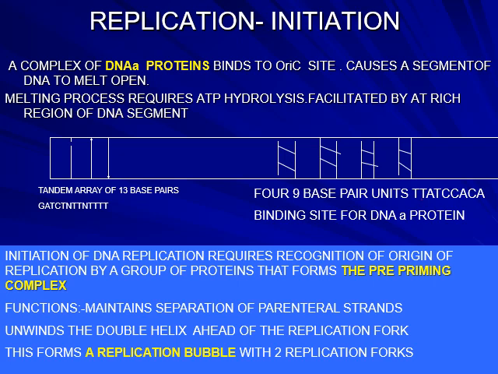So the initiation of DNA replication requires recognition of the origin of replication by a group of proteins that forms the pre-priming complex. What is its function? Its function is to separate the parental strand. So it unwinds the DNA helix ahead of the replication fork and forms a replication bubble with two replication forks.